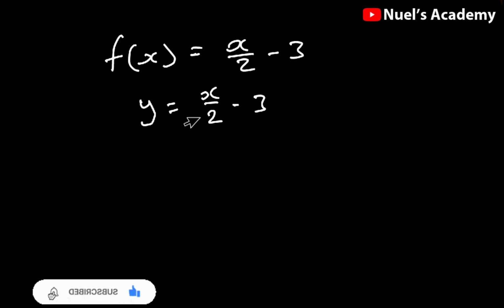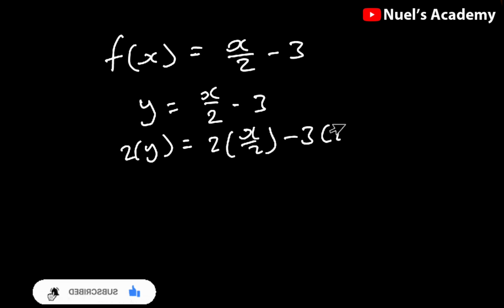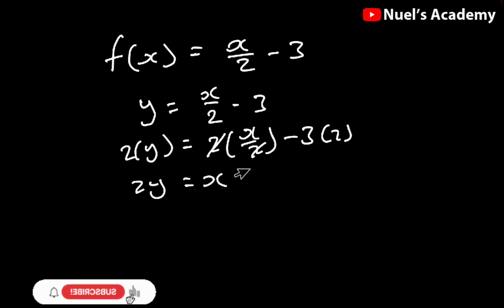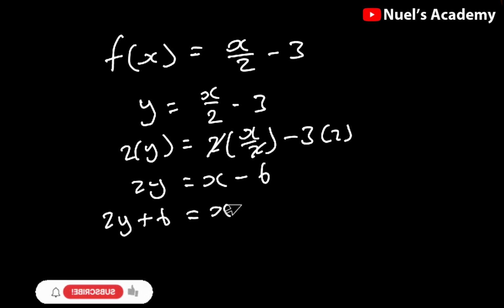Because this is a fraction, let's multiply each of the terms here by 2. So we're going to have 2 multiplied by y is equal to 2 multiplied by x over 2 minus 3 multiplied by 2. So 2 times y is equal to 2y. Then these 2 and 2 cancel. We have x here, minus 3 times 2 is equal to 6. So let's bring this negative 6 to the left hand side. We're going to have 2y plus 6 is equal to x.